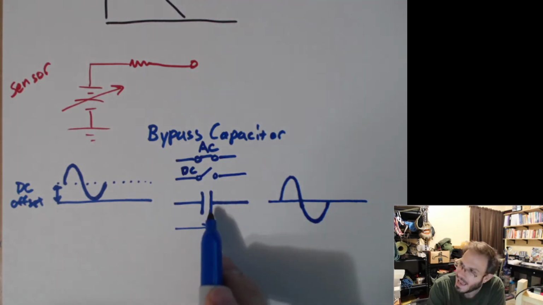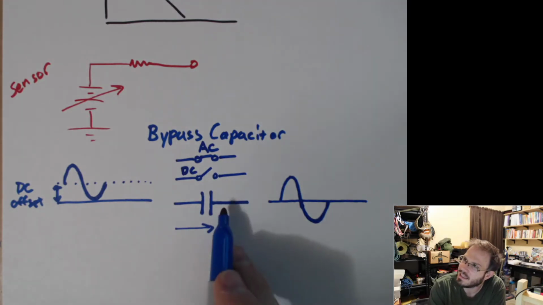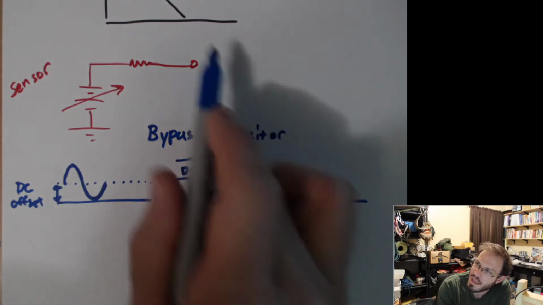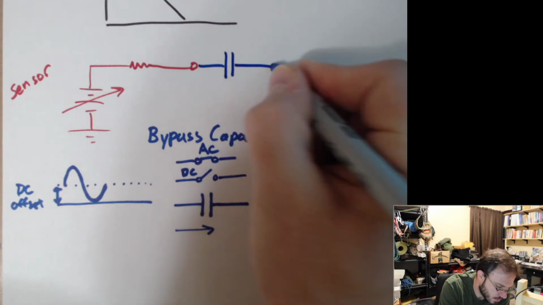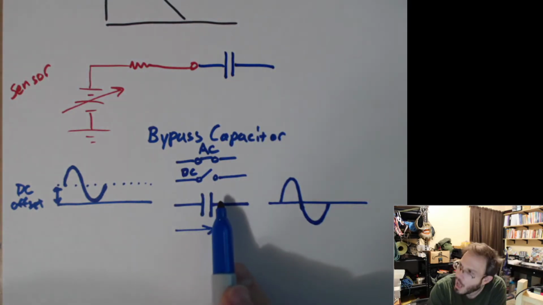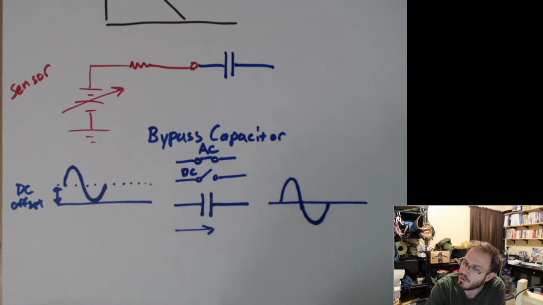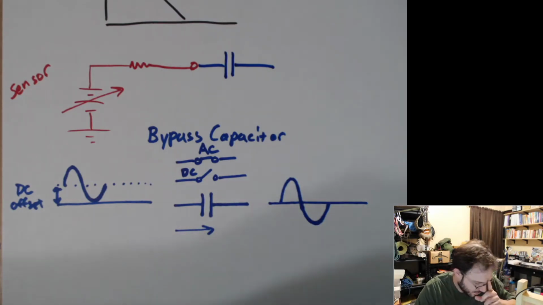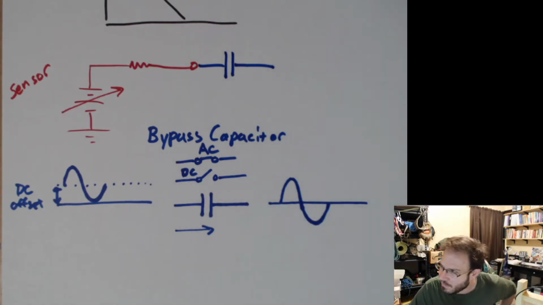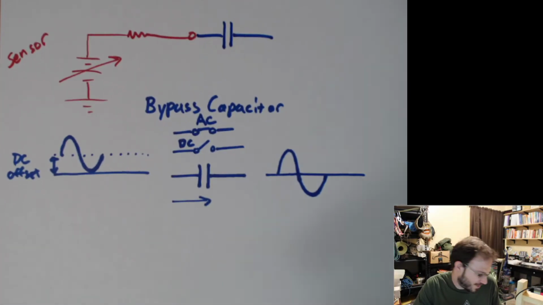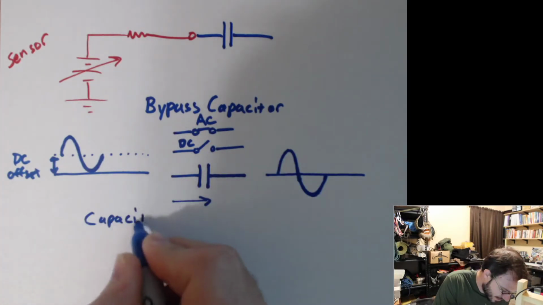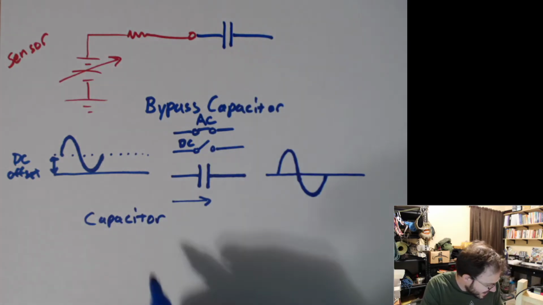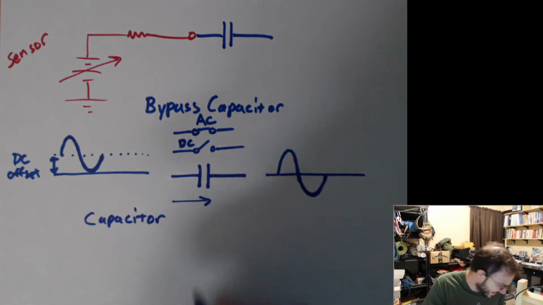So as far as this capacitor is concerned, if I stick this capacitor in series with any changing voltage, I'm going to allow the AC to get through and the DC is not going to be able to get through. Now, why is that? Well, let me give you the correct explanation first. Everyone's now thinking, what's the incorrect explanation? You'll see in a minute.